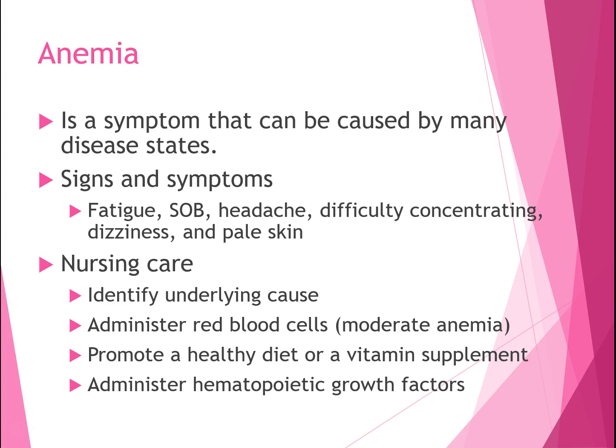The signs and symptoms of anemia are the same for kids as they are for adults. They get fatigued, they can be short of breath, they can complain of headaches, they can have difficulty concentrating, they can have dizziness, they can have pale skin. So obviously for nursing care, we want to identify the underlying cause, figure out what is the etiology of the anemia. Give blood transfusions if necessary, if the anemia is significant enough. Promote more healthy eating and vitamin supplements if necessary, and any hematopoietic growth factors that they may need if they have some sort of a problem with their hemopoietic system.